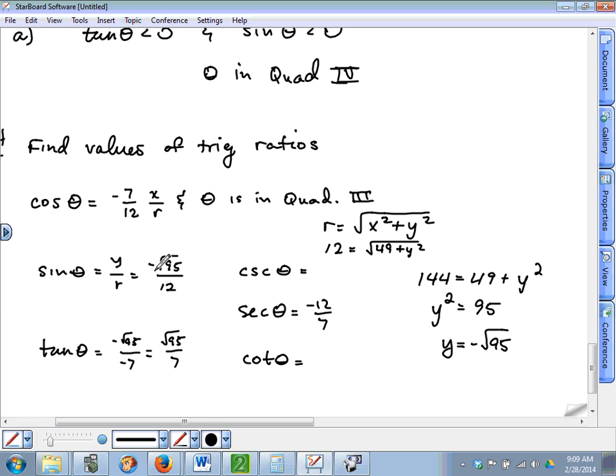Now the cosecant is just the reciprocal of the sine, so it's going to be negative 12 over the square root of 95, which is negative 12 square roots of 95 over 95. The bell's ringing. Cotangent is 7 over square root of 95, which is 7 square roots of 95 over 95.